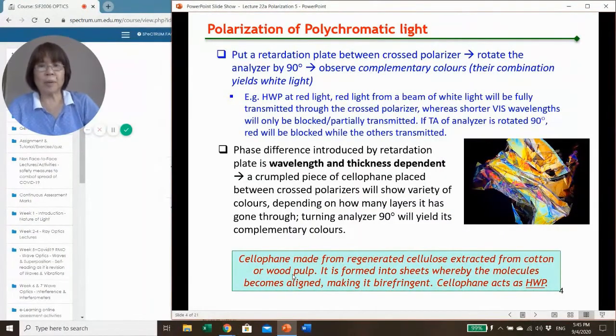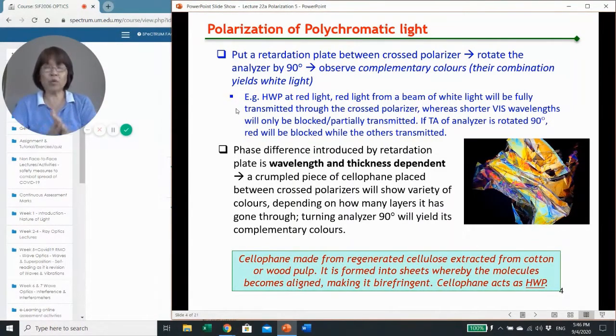Okay, now we talk about polarization of polychromatic light. If we put a retardation plate between a pair of cross polarizers, and if we rotate the analyzer by 90 degrees, then you will see complementary colors, meaning colors that, when you combine them, give you back white light.